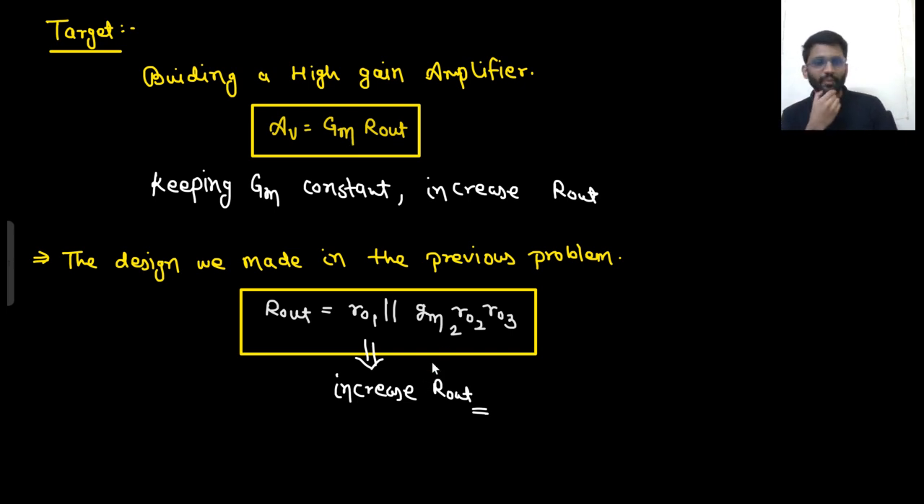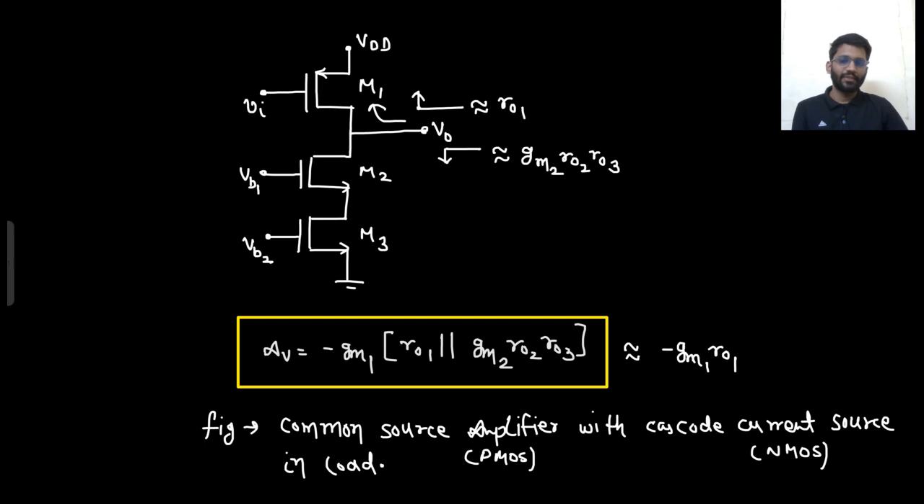How can I increase the output impedance? There is a current source in the load. So this impedance is actually very high. The problem is this is low. I need to increase this impedance. What can I do?